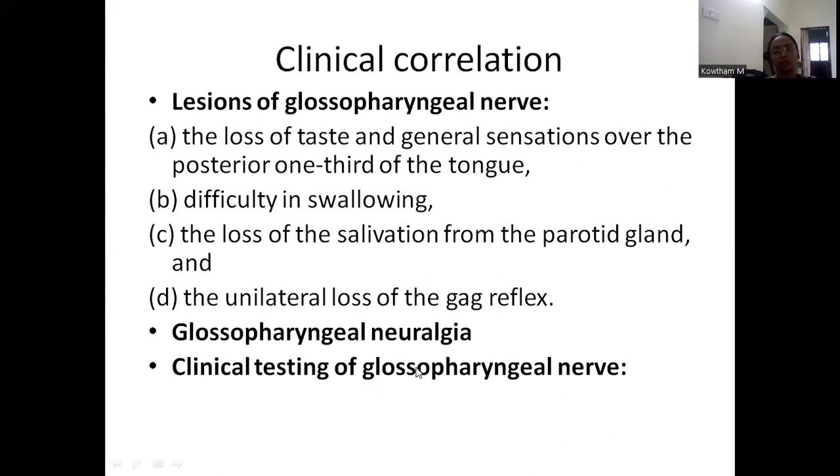So how will you test the glossopharyngeal nerve? One way is the gag reflex. The next one is testing the taste sensation in the posterior one-third of the tongue. So with this, I'll finish the glossopharyngeal nerve.